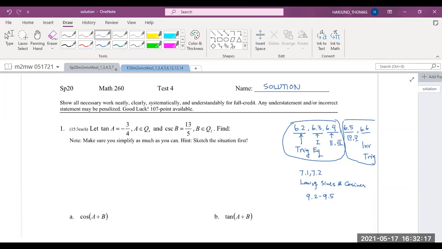Okay, and I can say that 7.1, 7.2 are actually just applying formulas. And 9.2, 9.3, 9.4, 9.5 are actually learning patterns. Okay, so those are the easy part. If anything is difficult, it has something to do with 6.6 later on. So we have only finished 1/3 of test 4 material so far.